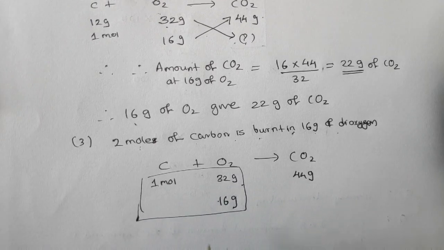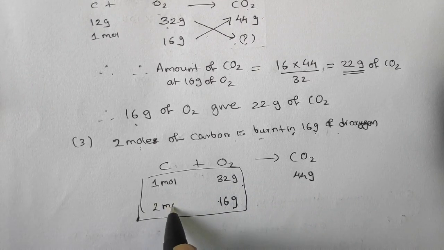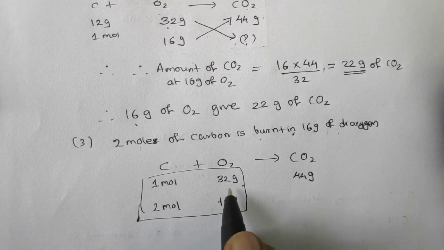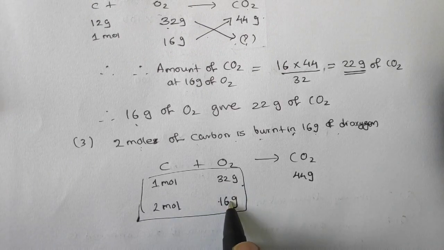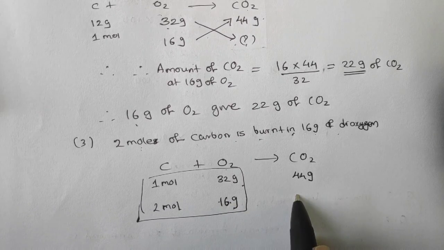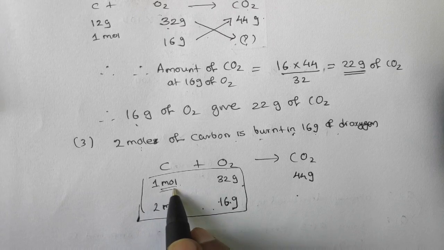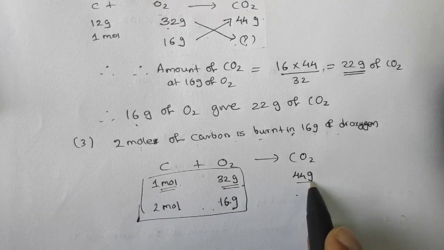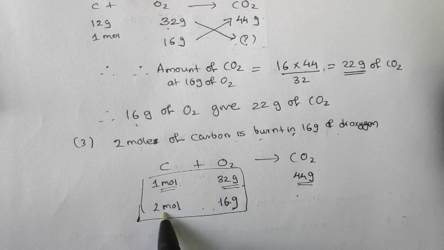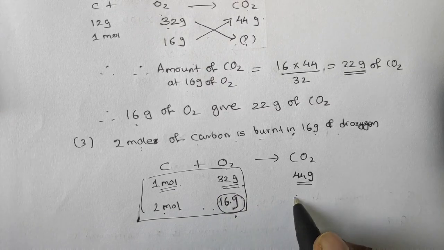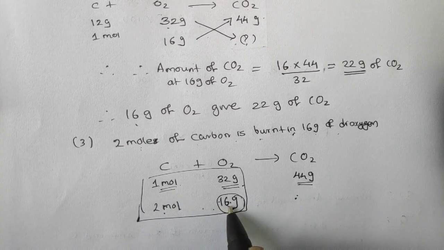Now here it is given 2 mole and 16 gram. Here oxygen is the limiting reagent, which means it will reduce the amount of product. It is actually half of this: first it was 1 mole, 32 gram oxygen and 44 gram CO2. Now it is 2 mole carbon, but the oxygen is limiting, less. So obviously this will be 22 only. Understood or not? Because the main thing here is the oxygen we require.